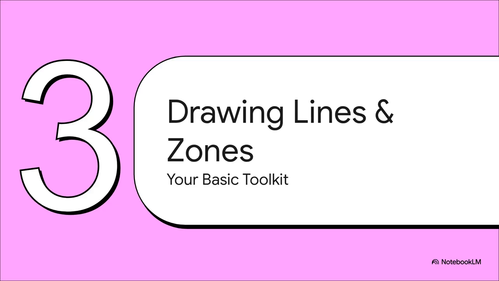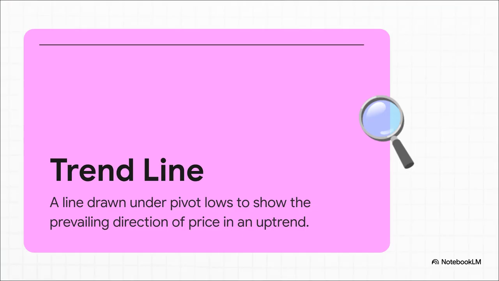All right, now that we have our historical bearings, it's time to start adding some structure to this chart. We're going to bring out the basic toolkit, just 2 fundamental tools that every technical analyst uses. And trust me, these simple lines and zones are going to make this all make a whole lot more sense. First up, the trend line.